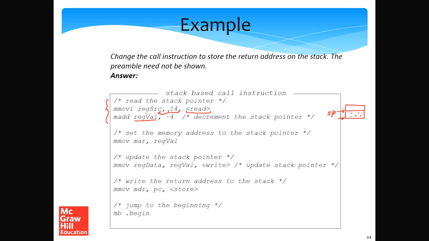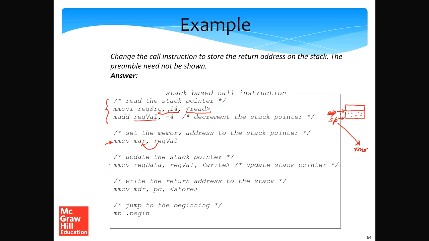So we read it first. Then we use the madd instruction to add -4 to it. So we decrement the stack pointer, and this becomes the new value of the stack pointer. Simultaneously, since we need to store something over here, we send this to the MAR, the memory address register micro register, using a simple mmove call. So we send the updated value of the stack pointer, which is the old SP - 4, to the MAR micro register using an mmove instruction. This will be required when we store the return address.